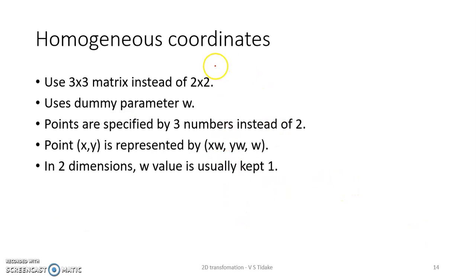Then let us see what are the homogeneous coordinates. Generally, for 2D transformation, we represent the matrices by 2 by 2 size. When we want to represent the point using homogeneous coordinates, then we use 3 by 3 matrix instead of 2 by 2. So we have to use a dummy parameter w. So points are specified by 3 numbers instead of 2. That is, point x, y is represented by xw, yw and w. So in general, in 2 dimensions, w value is kept as 1.